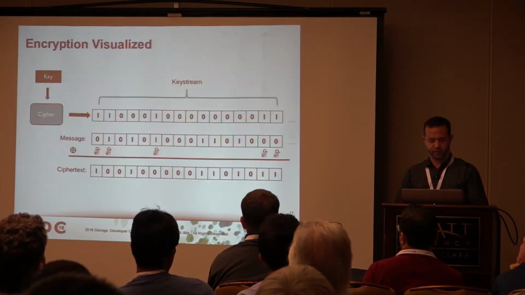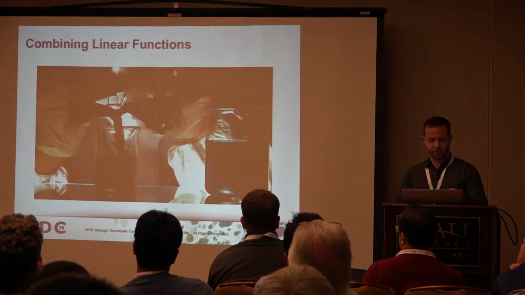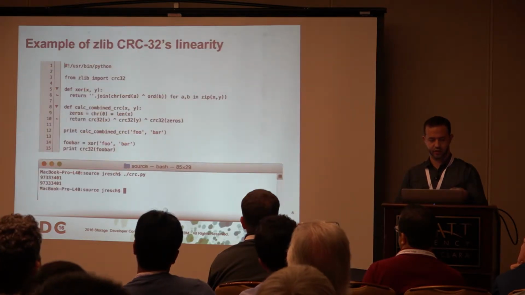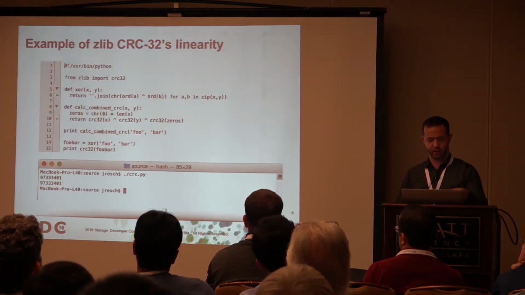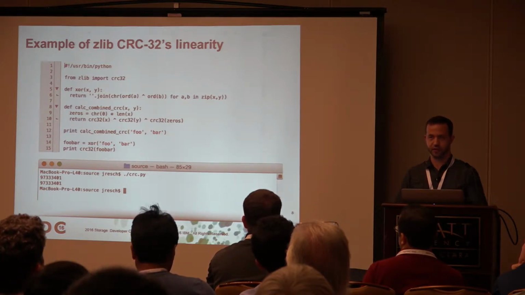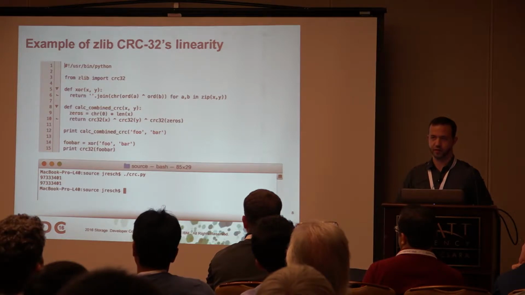Yeah, so if you take this code example, this is an actual program that runs, and this is the output. And I didn't do any modifications to CRC. This is just the implementation that's in zlib. So I think it's the CRC-C.